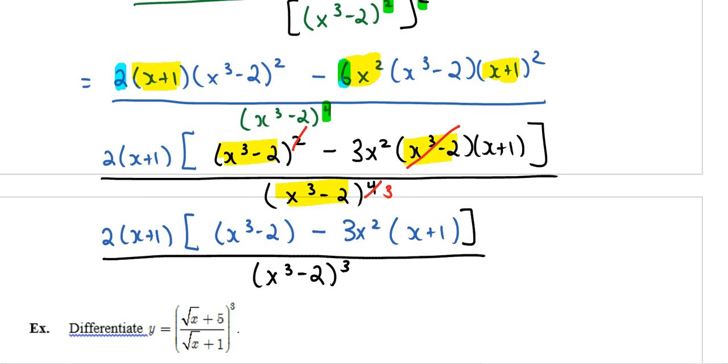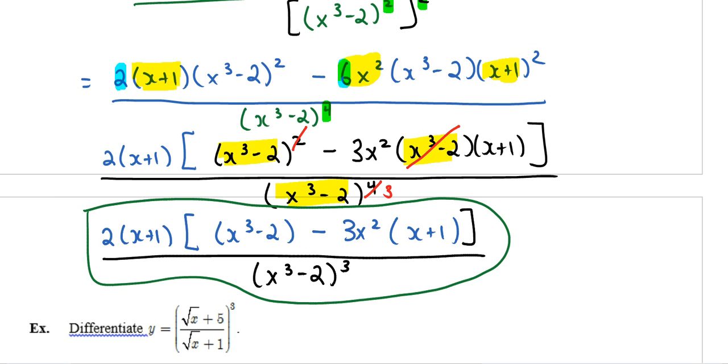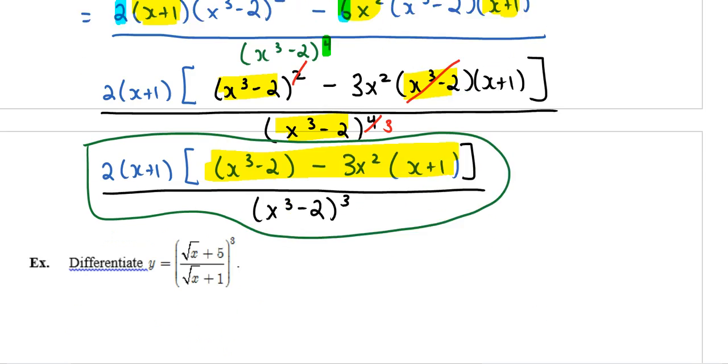And this right here, I'm going to stop here. You can definitely simplify this a little bit more, but this is good enough for me. You could definitely expand the inside here, and you could probably simplify this a little bit more, but I'm not going to. I'm just going to leave that as my final answer. That is an acceptable answer for me. Okay, now that that's done, let me move on to the next example here.